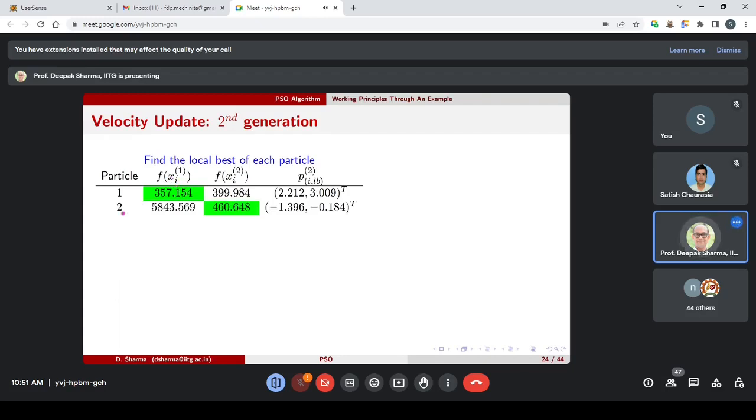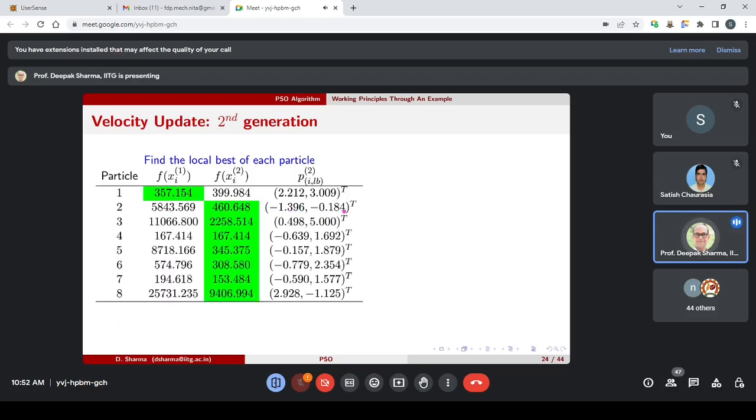If I look at particle 2, comparing the fitness, I can see that the updated position is better than the previous one, and therefore the local best of particle 2 is updated. And if I follow this, comparing the current fitness and the previous fitness, we can see that the current fitness for 3, 4, 5, 6, 7, and 8, all the particles, is better, and therefore the local best of these particles are updated.